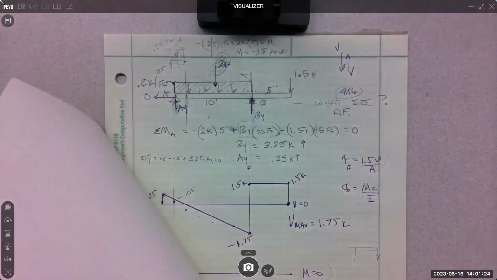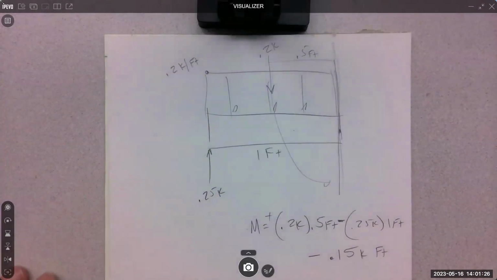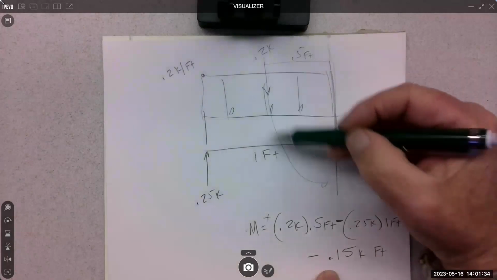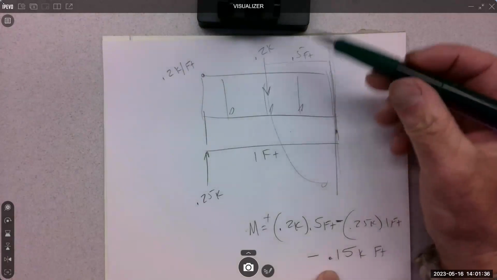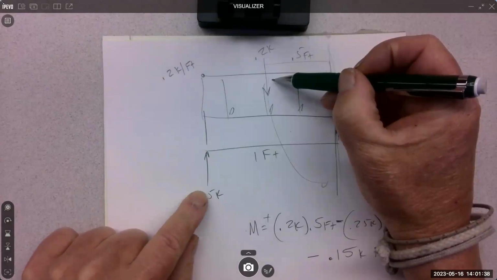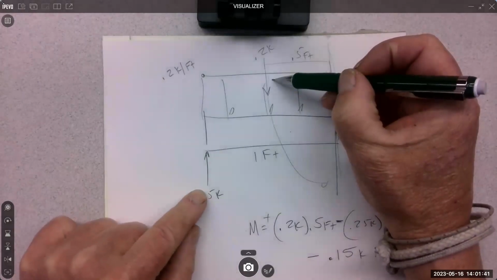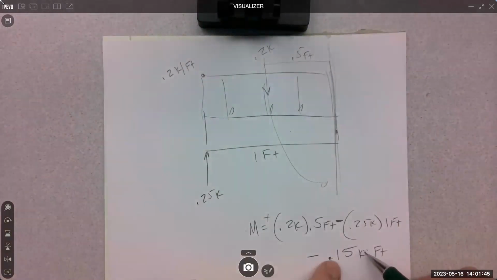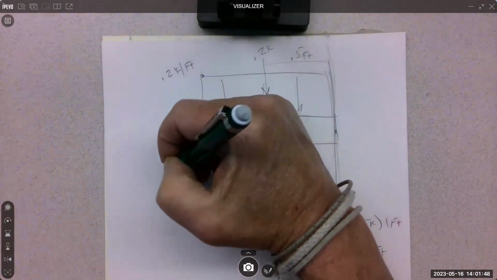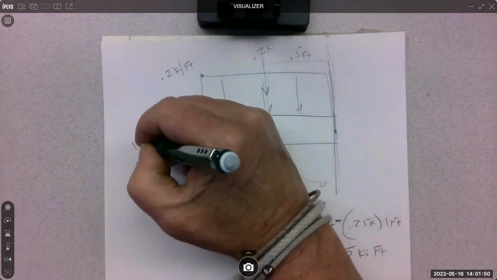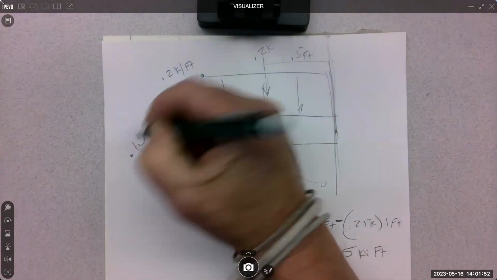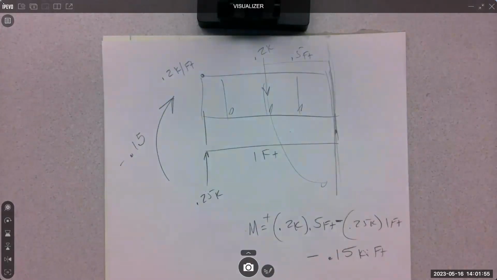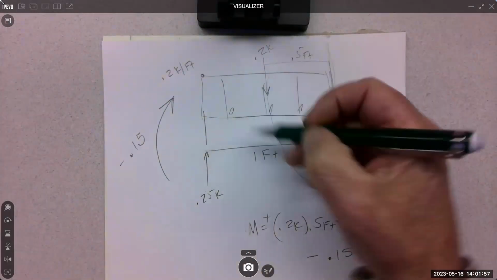Correct? Yep. Everyone good with that? This is the moment out here created by that force and that force, right? That's what we did, the internal moment. So the moment out here is a clockwise moment, 1.15. Right? Adding these up, this is what we get.